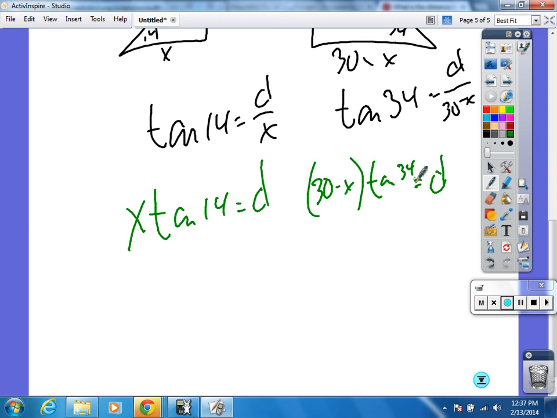Now on your test last time, some people got here, but then they didn't put parentheses around this, so they only distributed it to the X. You see how that's a dilemma if you don't put the parentheses around it?